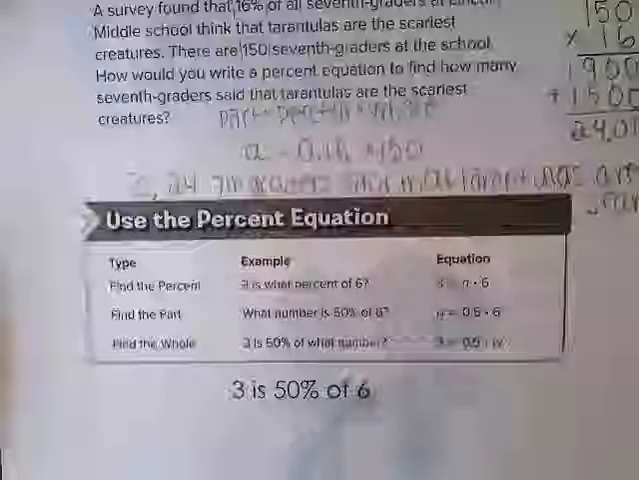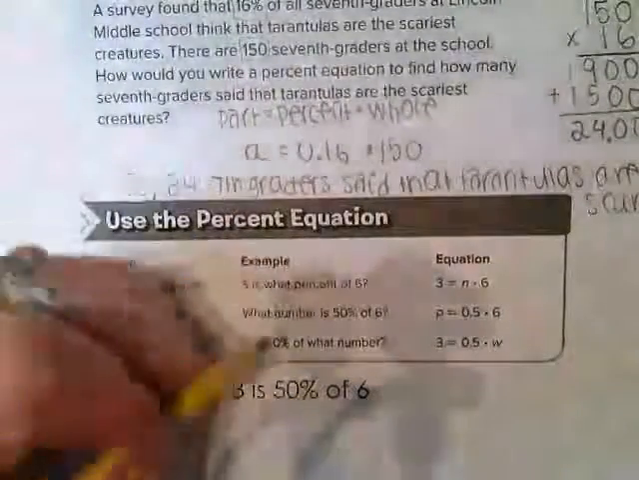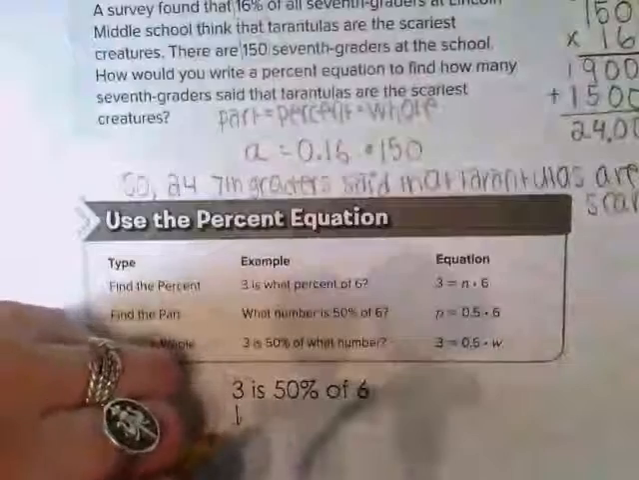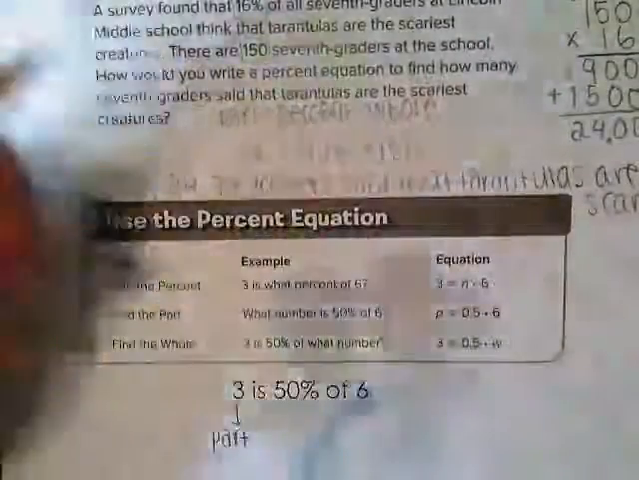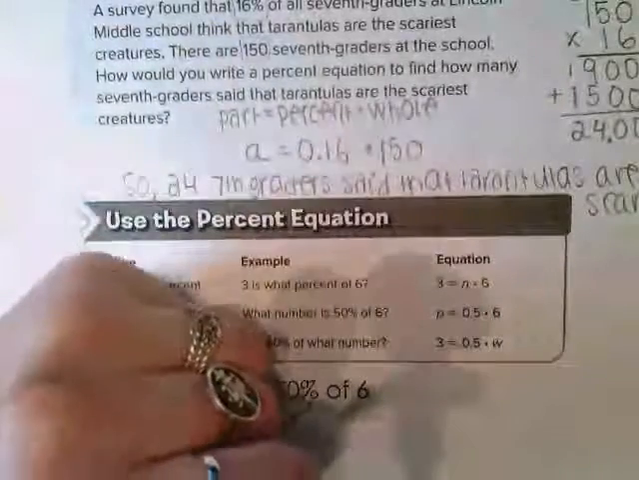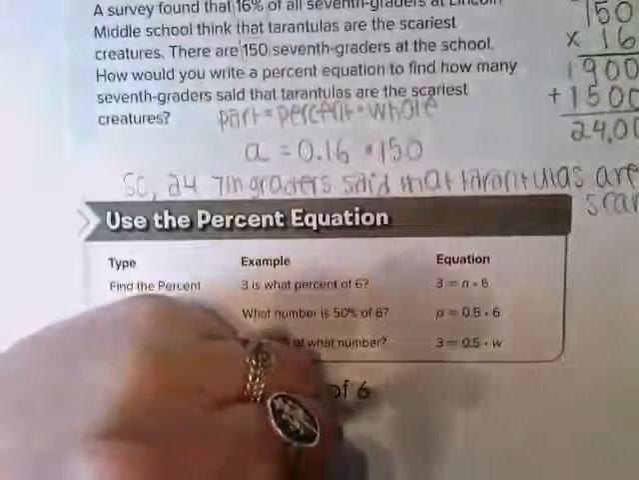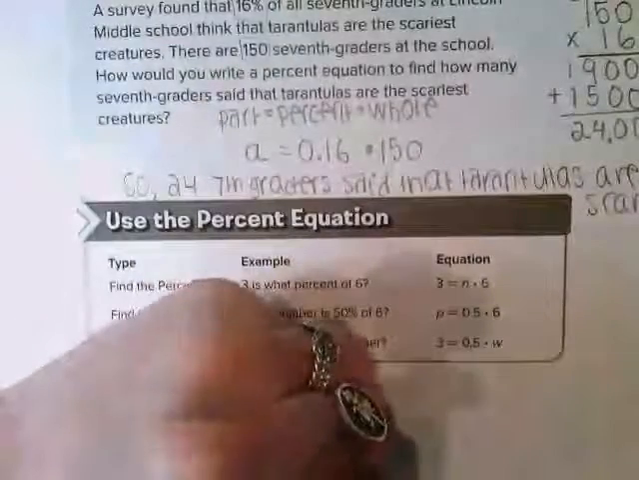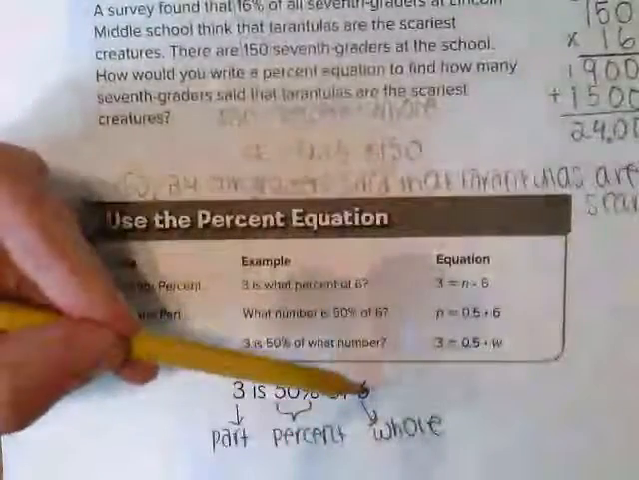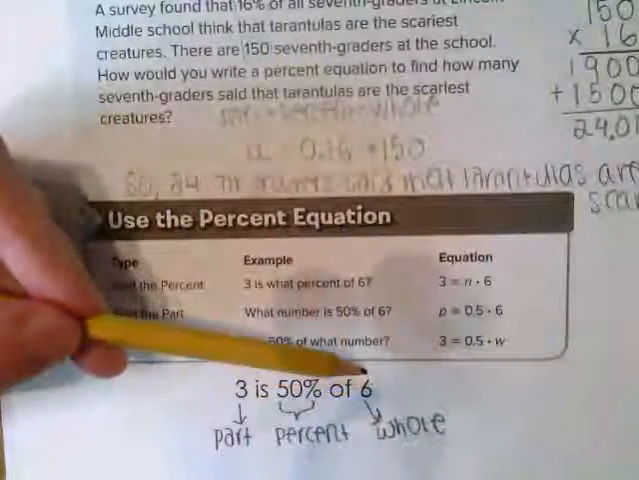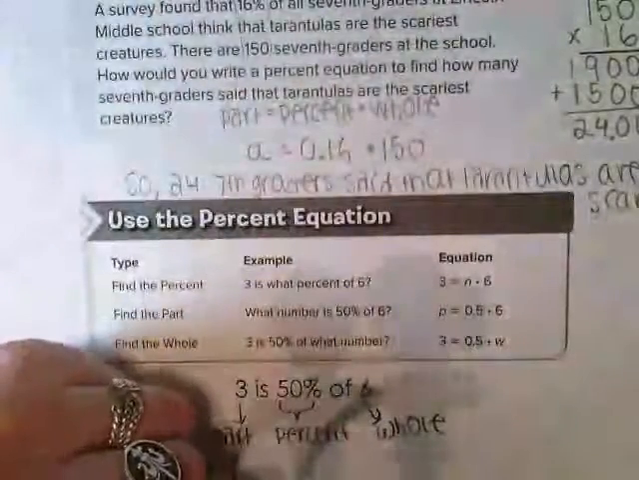If I'm given 3 is 50% of 6, 3 is going to be my part, 50 is going to be my percent, and 6 is going to be my whole. Because remember, when it says of a number, the number following the word of is going to be the whole. So it would be 3.